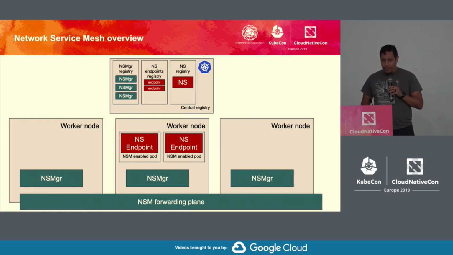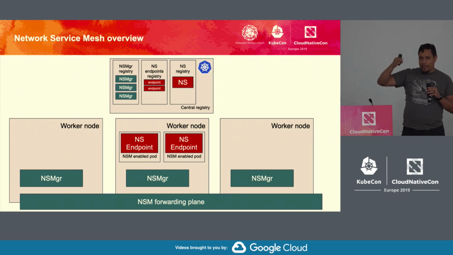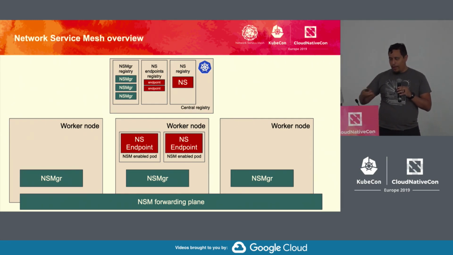We also have the endpoints, which are the things that actually provide those services. It's very similar to Kubernetes, where you might have a service that provides a web application, and then you have a set of endpoints that actually provide you the real thing. We have the same thing. We have a network service that provides you with a description of what the service is, and then we have endpoints that provide you with the actual connectivity.